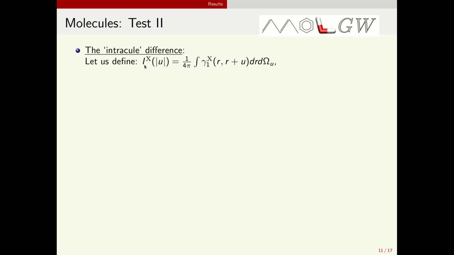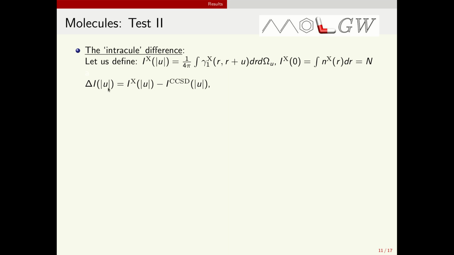In order to test the non-locality, we have defined something related to the intracule, which in this case will be the intracule of modulus vector u as the integral of the 1RDM evaluated at r plus u, and integrated also spherically averaged. If we notice that for u equals 0, we recover the integral of the density, so this is nothing but the number of electrons.